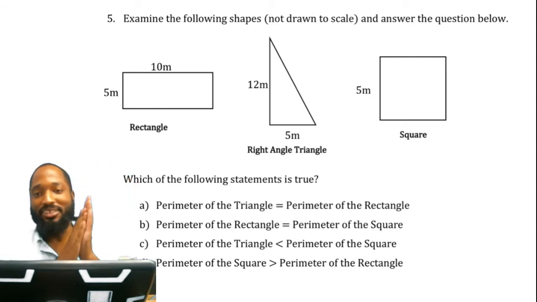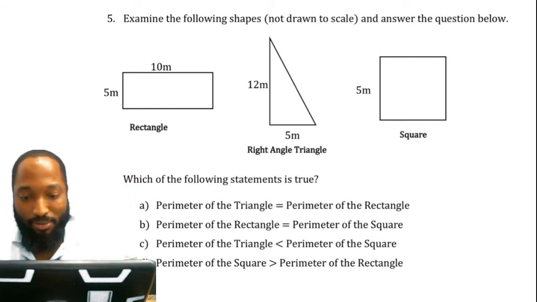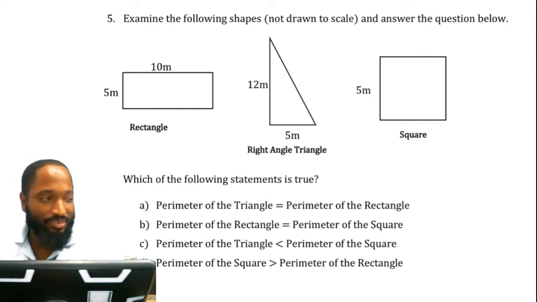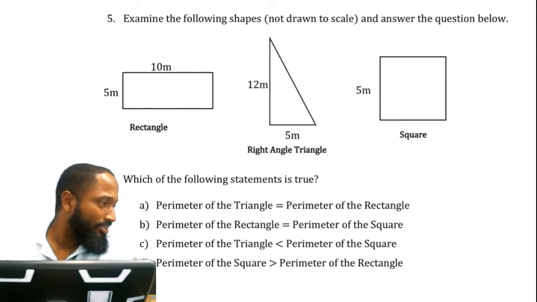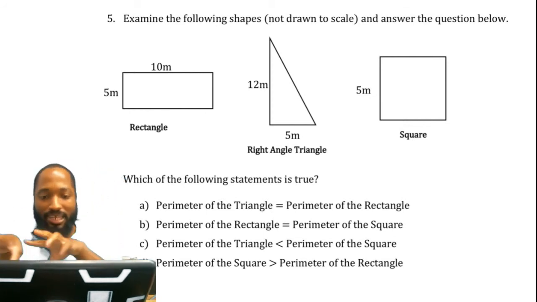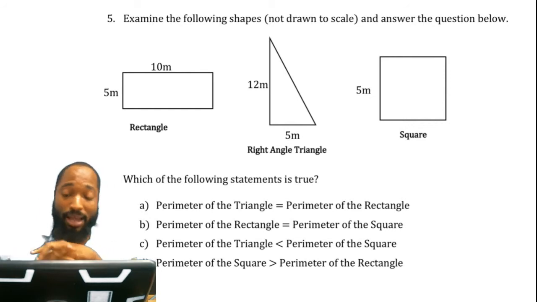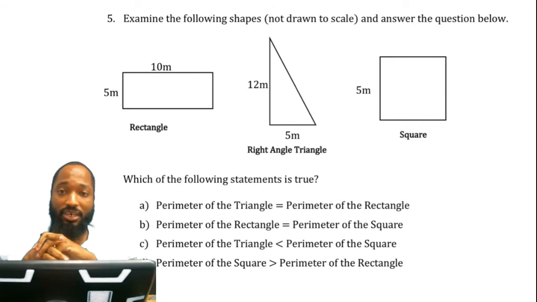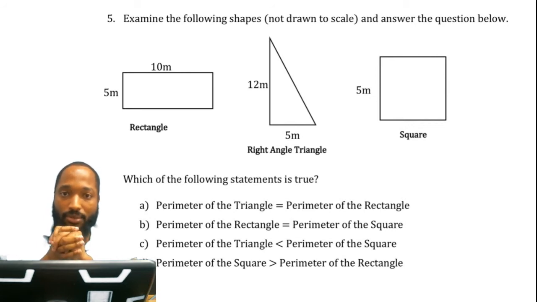The next one, this scale. Examine the following shapes, not drawn to scale, and answer the question. So what's the answer for number 5? Number 5 has some little working out to do, but you can do everything in your mind. Yeah, you can do everything in your mind. Vibes it.